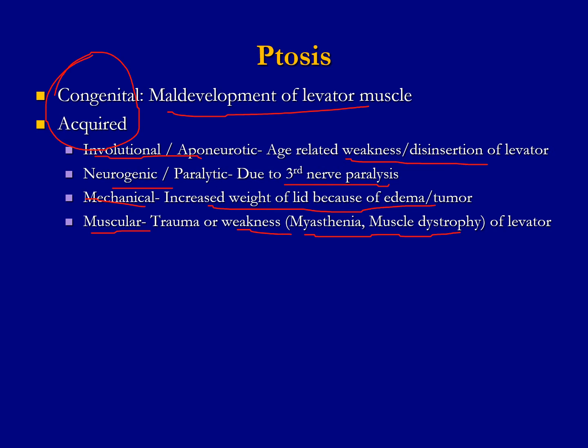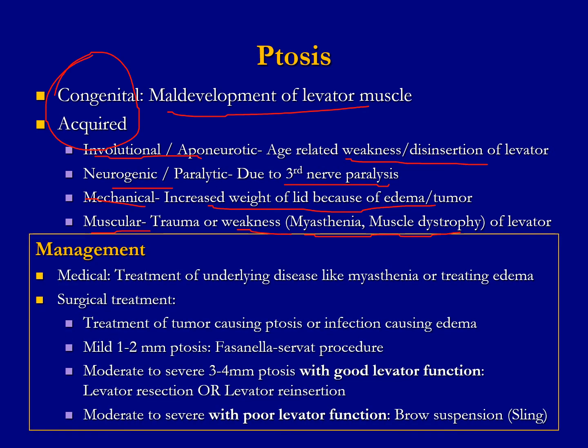And now we'll discuss the treatment, and the next few MCQs will be based on the treatment or management. Management is medical management and surgical management. Medical management is the treatment of the underlying disease like myasthenia, or if an abscess is causing increased weight of the upper lid, we can treat it with antibiotics. So that is the medical treatment, which is not very common, because the most common causes of ptosis are involutional and neurogenic, and the treatment is mostly surgery.